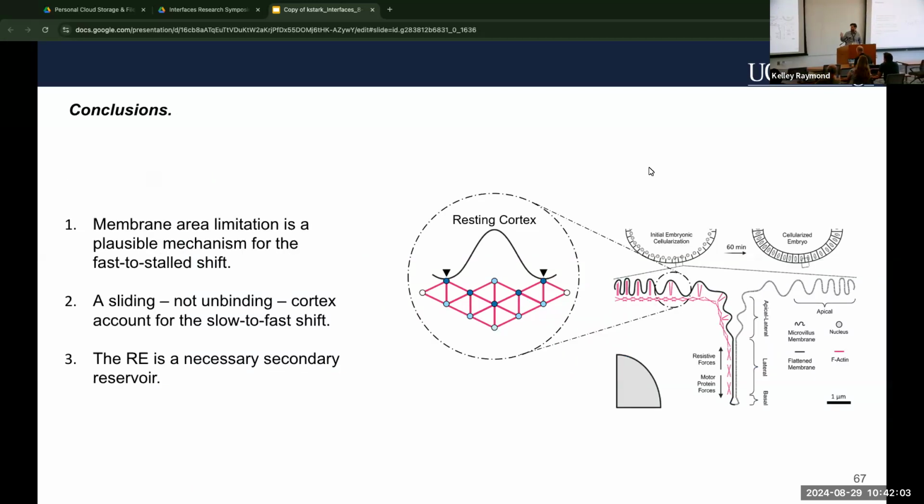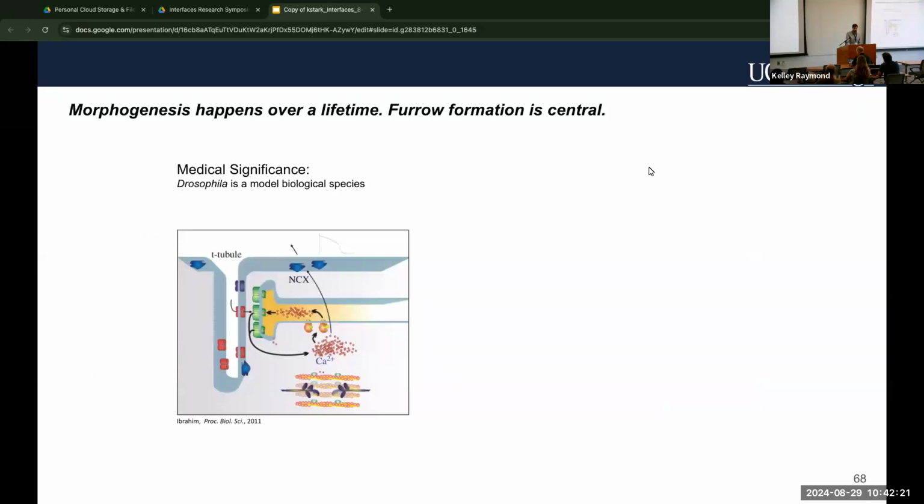So just to conclude everything, we suspect that a very plausible mechanism is that membrane stops the furrow at the end of invagination. Sliding, not unbinding, cortex accounts for the slow and fast shift, and the recycling endosome is a necessary secondary reservoir. Just very briefly, how can this be used in other applications?